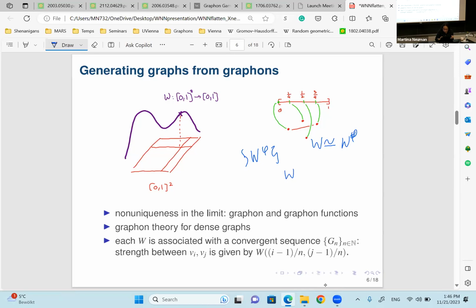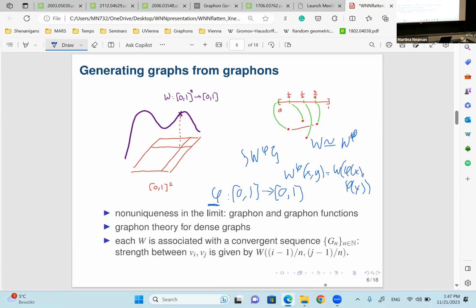W^φ is defined like this: W^φ(x,y) = W(φ(x), φ(y)). And what is φ? φ is a function mapping the unit interval to itself such that φ is a bijection, φ is measurable, and also measure preserving. So right away, you can think of that as a continuous analog of node relabeling. The limit is not going to be a function, but an equivalence class of functions, but that's okay because you can always work with one representative.